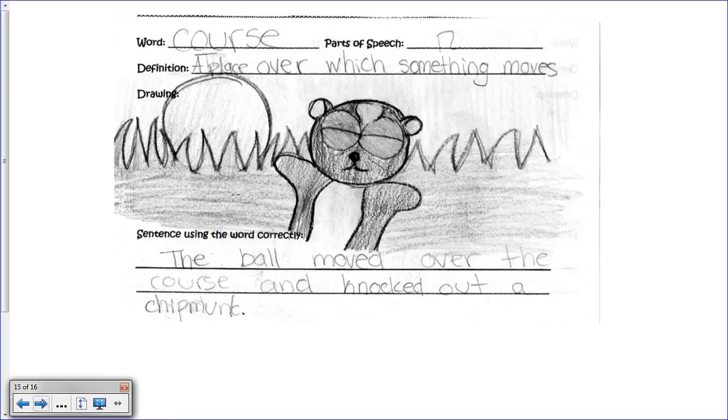And course, C-O-U-R-S-E. Different type of course. A place over which something moves. I think of a golf course. So the sentence here. The ball moved over the course and knocked out a chipmunk. So maybe they're on a golf course and the ball knocked out the chipmunk.